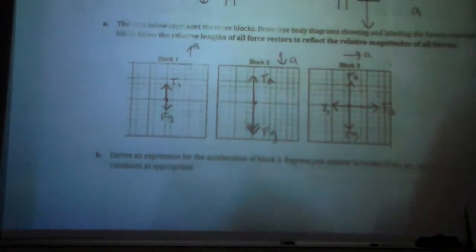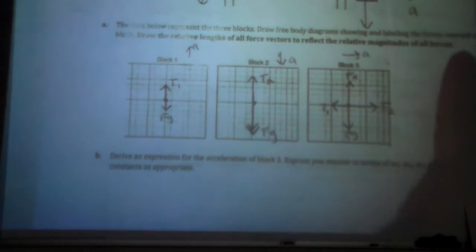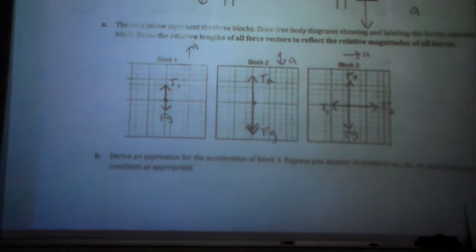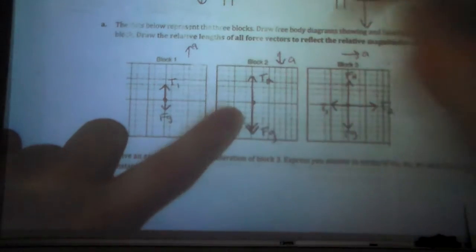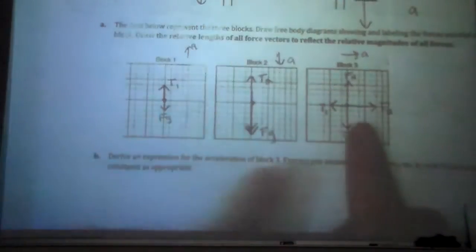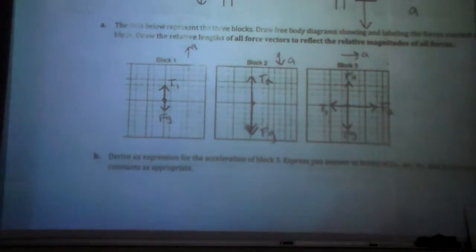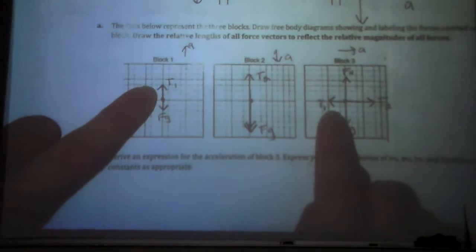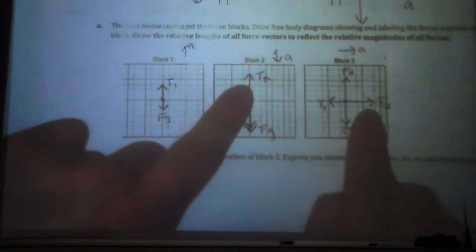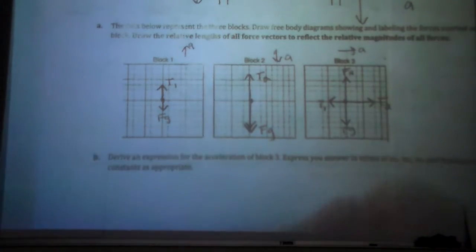So when it has the free body diagram and the grid, and it tells you to make sure you reflect the magnitudes, that means make your lengths meaningful. I should always be able to tell which way it's accelerating. So block 1 accelerates up, block 2 accelerates down, and 3 goes to the right. So that checks out with each of these. And then T1 is the same T1 right here. These need to be the same length. T2 is the same T2 right here. These need to be the same length.